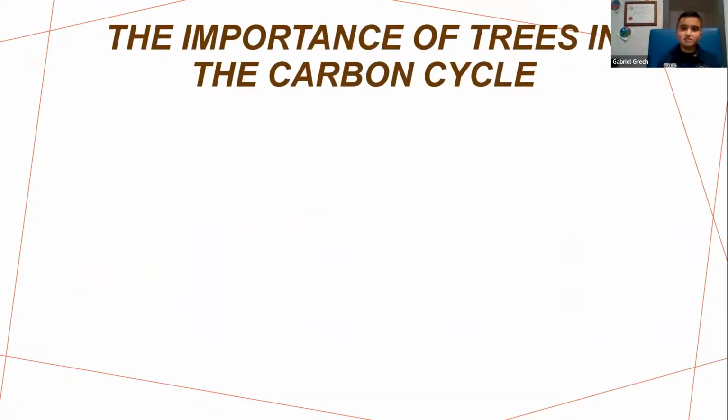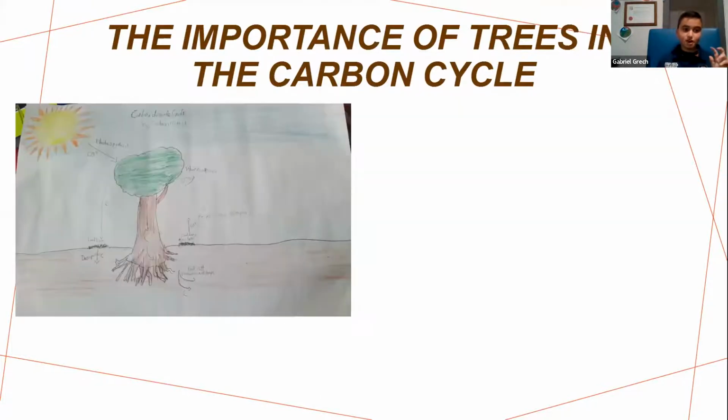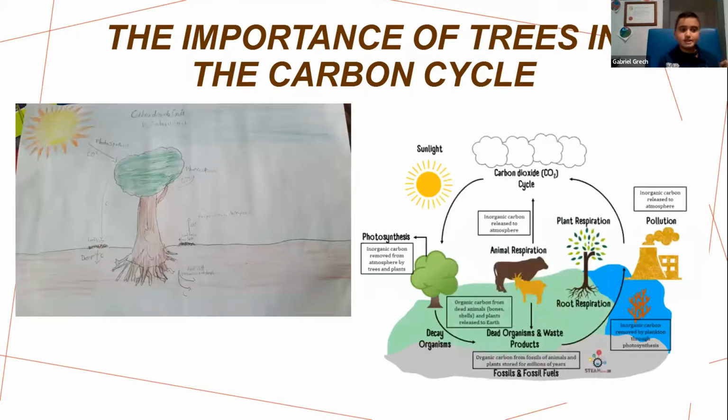The importance of trees in the carbon cycle. Here is the carbon cycle. The carbon cycle is when the trees take in carbon dioxide and release oxygen. Therefore, trees are good for us, and if we didn't have this, we would become extinct.